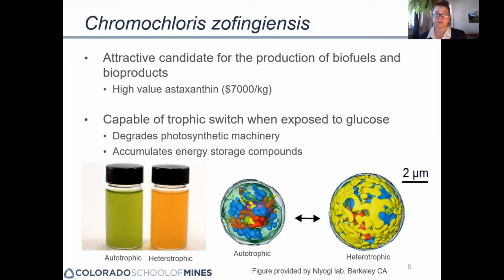When grown in the presence of glucose, this organism performs a unique and interesting switch from autotrophy to purely heterotrophy. This switch is characterized by the breakdown of photosynthetic machinery and the degradation of chlorophyll, even while under continuous illumination. During the resulting heterotrophic growth, the cell stores energy in the form of lipids and starch. The figure to the left shows this difference, where the heterotrophic cultures of this organism are orange from astaxanthin content. The figure to the right shows this switch with illustrations reconstructed from cryosoft X-ray tomography data.